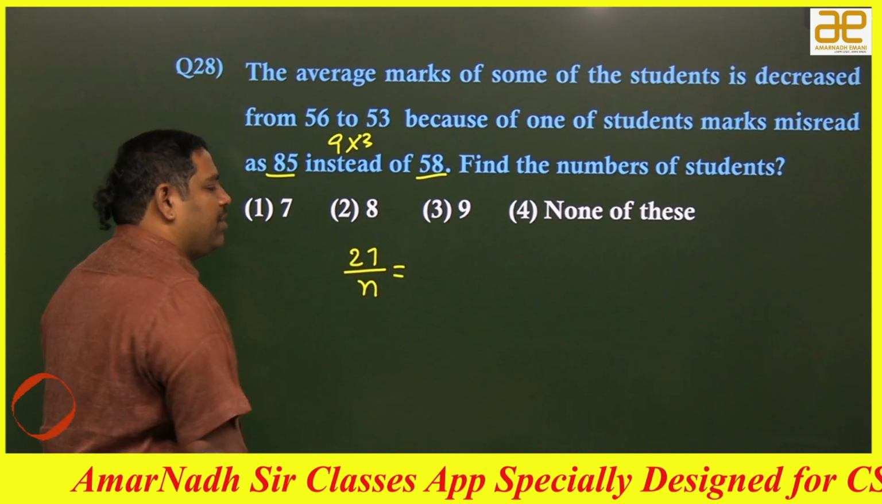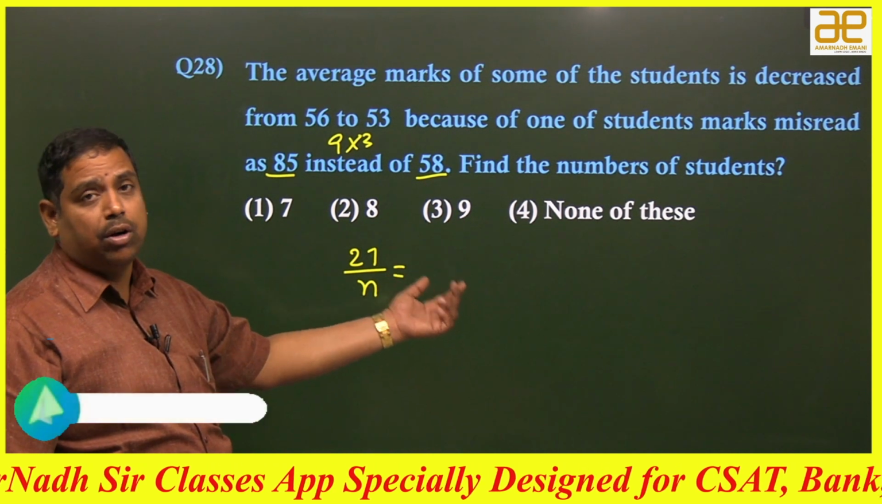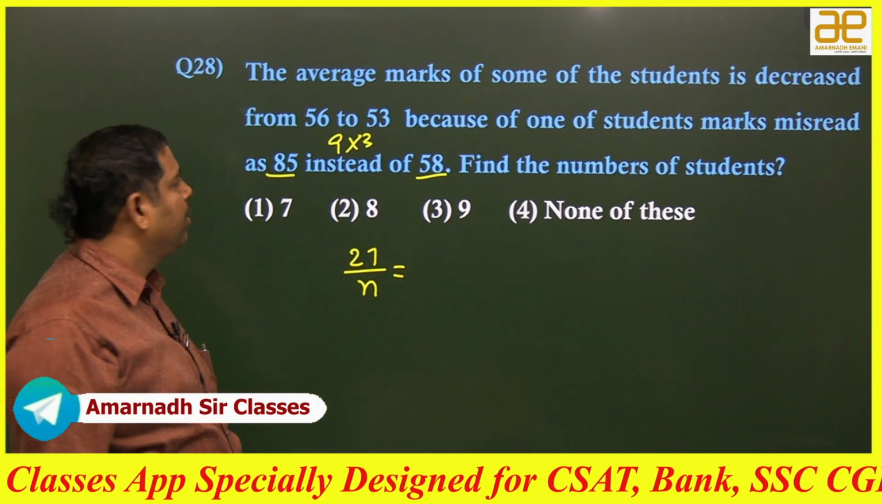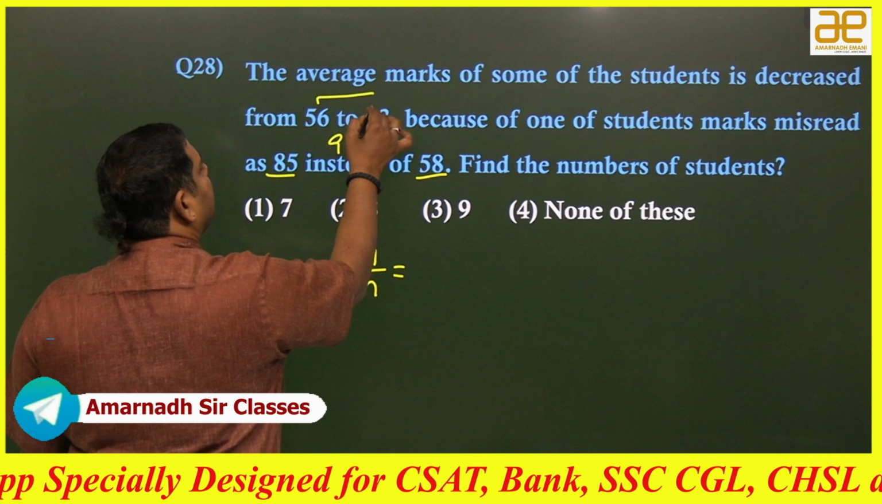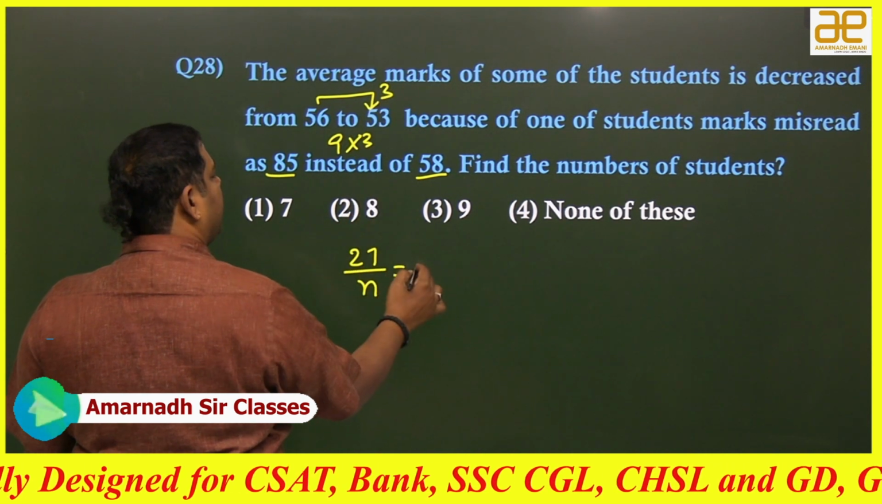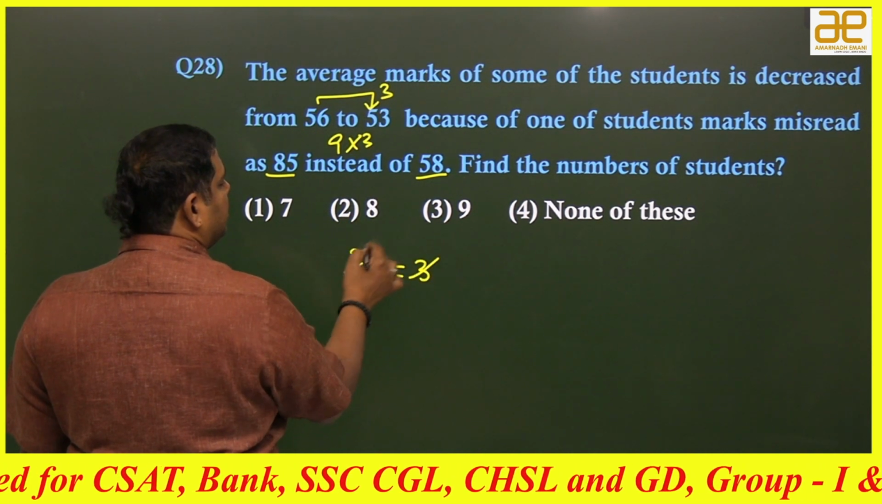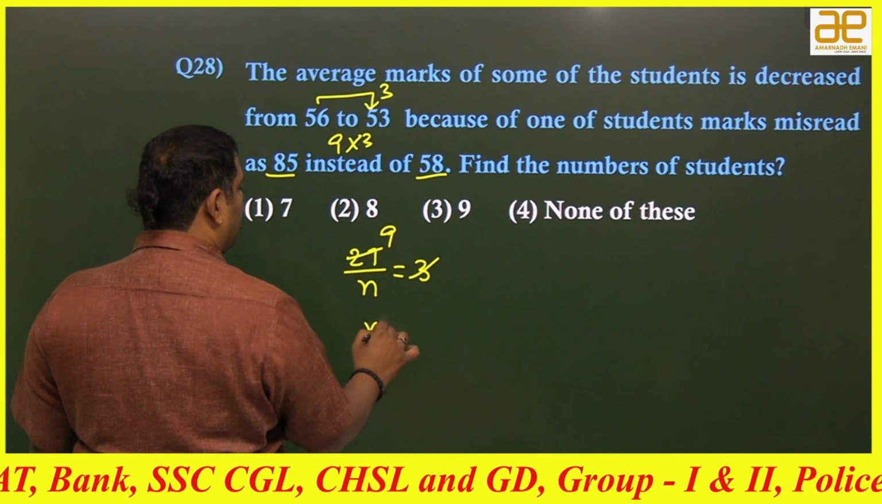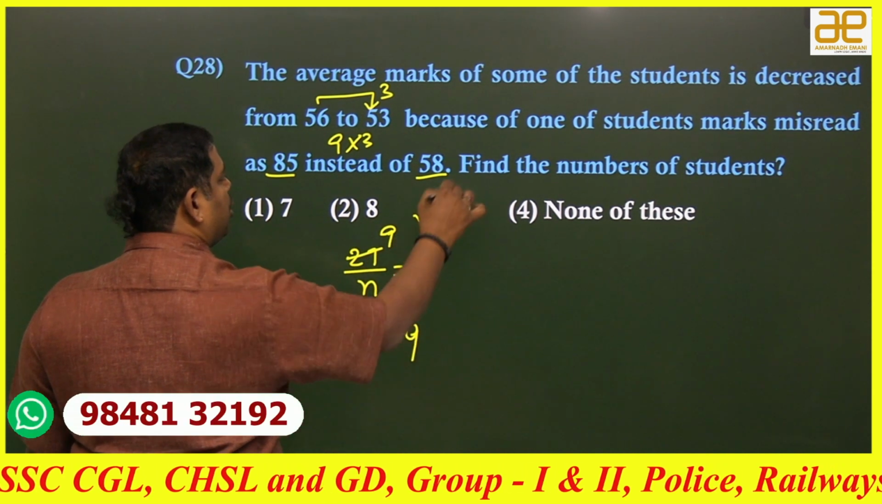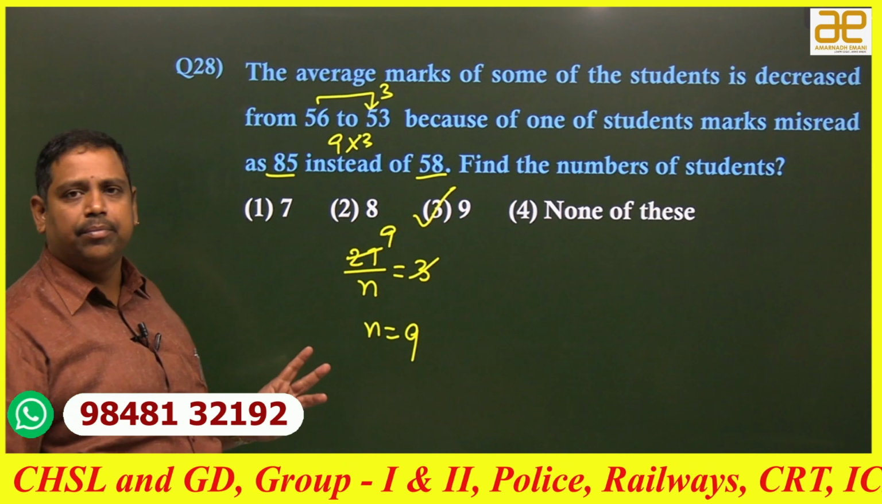This is the change in the average. Not the new average, not the old average, it is the change in the average. The change from 56 to 53 means it is reduced by 3. So 3 ones, 3 nines. If I cross multiply, n is equal to 9. So the answer is which option? The third option is the answer.